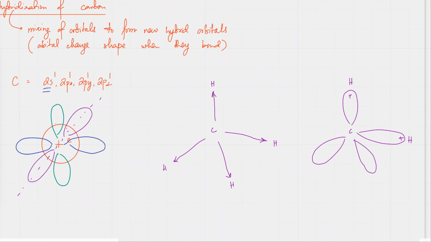So you've got 4 hydrogen atoms. Now the shape of the orbitals are going to change. You still have 4 electrons. There's 1 electron going in that direction, 1 electron going in this direction, the third electron going in this direction, and the fourth electron being pulled in this direction.